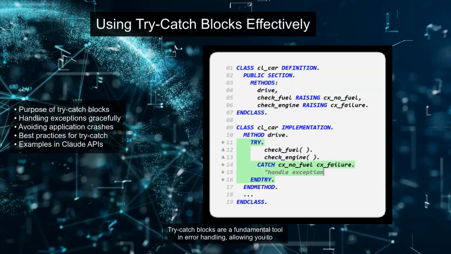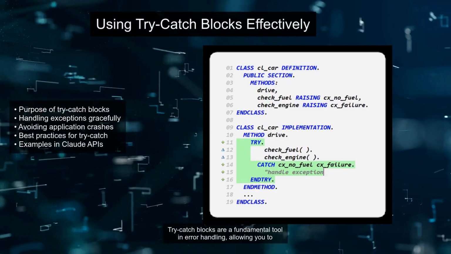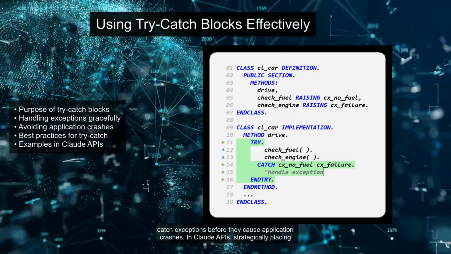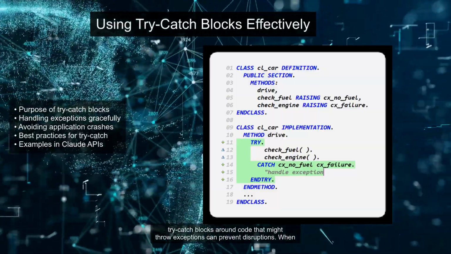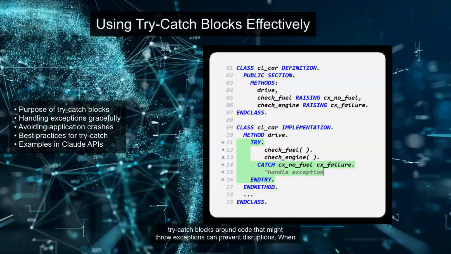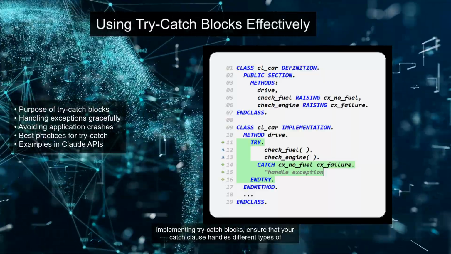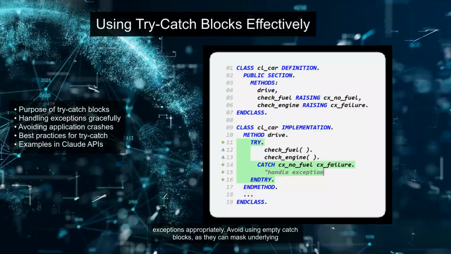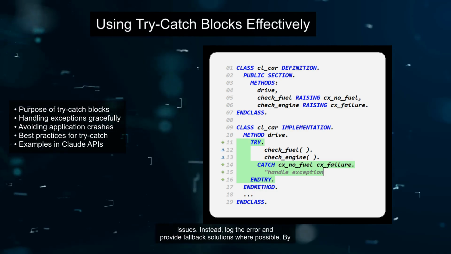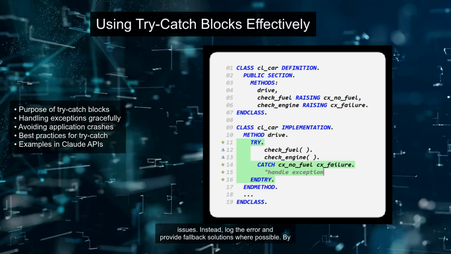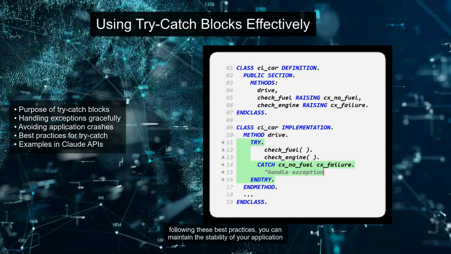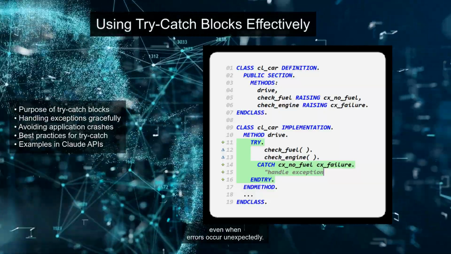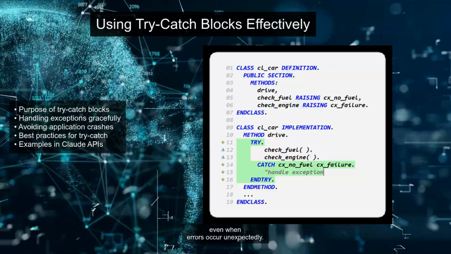Try-catch blocks are a fundamental tool in error handling, allowing you to catch exceptions before they cause application crashes. In Claude APIs, strategically placing try-catch blocks around code that might throw exceptions can prevent disruptions. When implementing try-catch blocks, ensure that your catch clause handles different types of exceptions appropriately. Avoid using empty catch blocks, as they can mask underlying issues. Instead, log the error and provide fallback solutions where possible. By following these best practices, you can maintain the stability of your application even when errors occur unexpectedly.